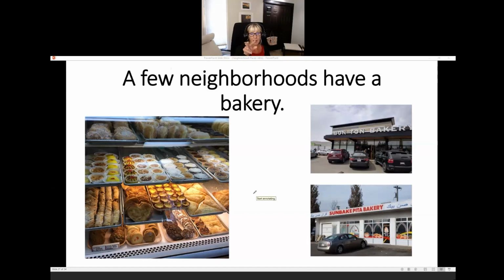Do you see a mistake, a problem? Look at the sentence. There's a small mistake. Remember, teacher said the Canadian neighborhood needs a U. Needs a U. I always make the mistake, and I am a teacher. As we know, everybody makes mistakes, and that's okay. We can learn. A few neighborhoods have a bakery.